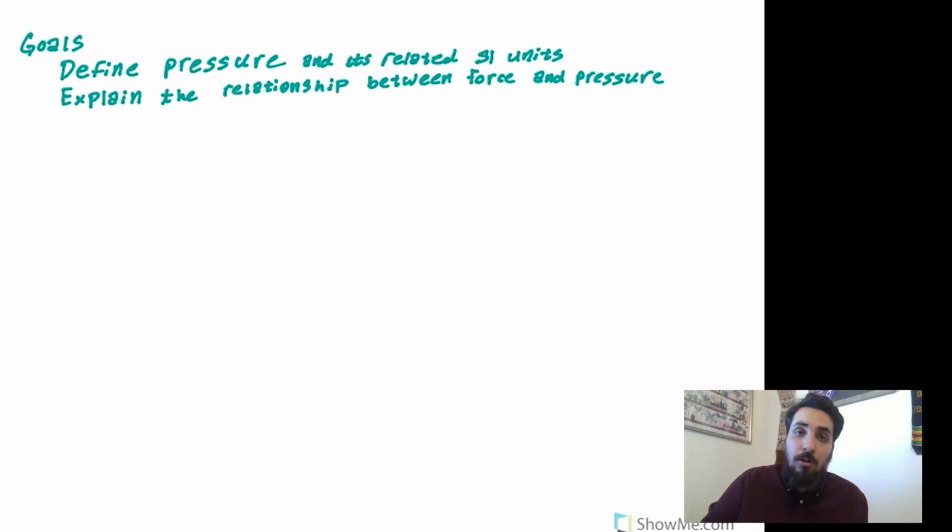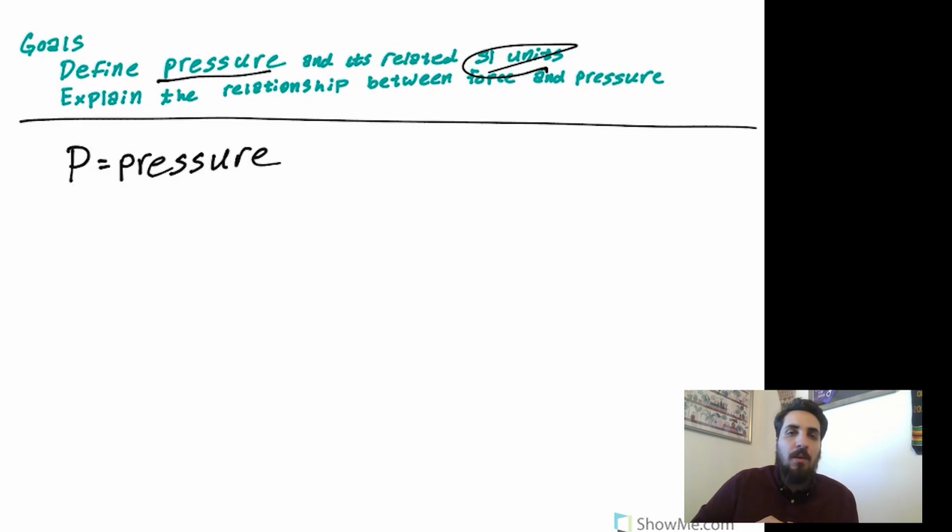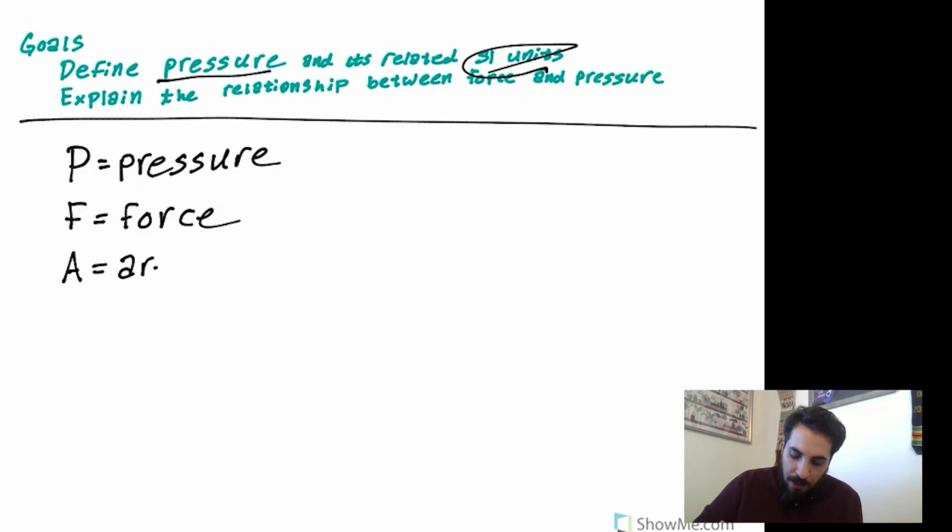So jumping into the topic, we have two goals. Again, defining this pressure and, what is the SI unit of pressure, and explain how force and pressure are related. Those are two main goals. Now, in essence, we define pressure with a capital P. Pressure will be dependent on a force, and we'll use F for force. And here's another key term for today, A for area.